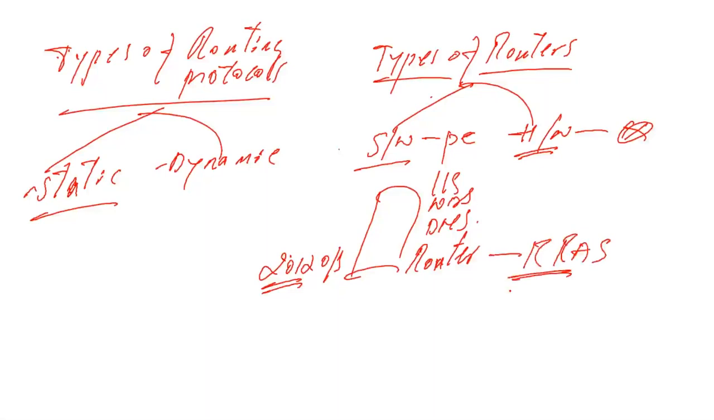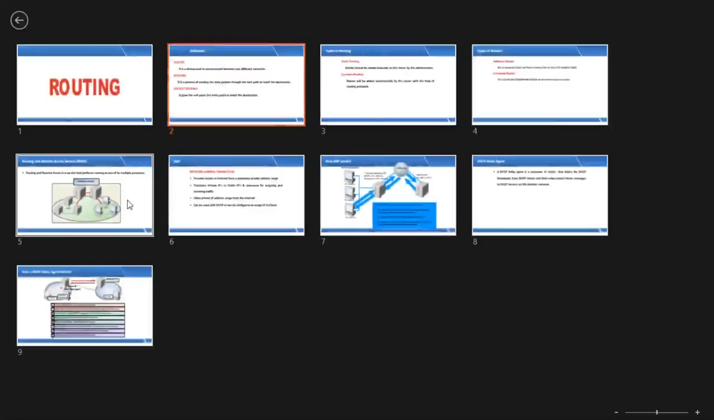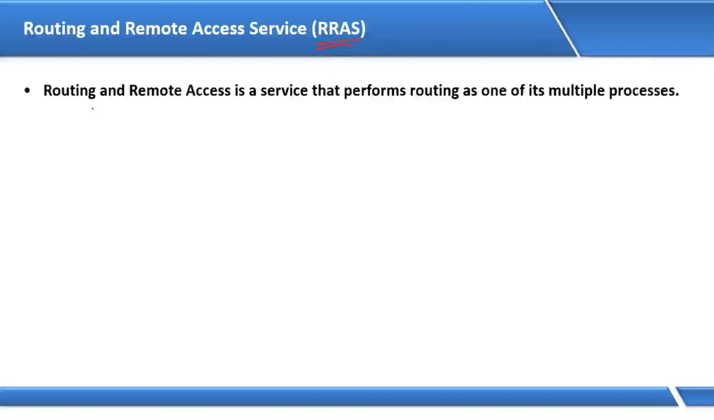That service is called what here? RRAS. And here, RRAS stands for routing and remote access service. So by using this routing and remote access service, I can make one PC a router. So whenever we say RRAS, that is called routing and remote access service. Right? Now what is routing and remote access service? Routing and remote access service is a service performing routing as one of its multiple processes.